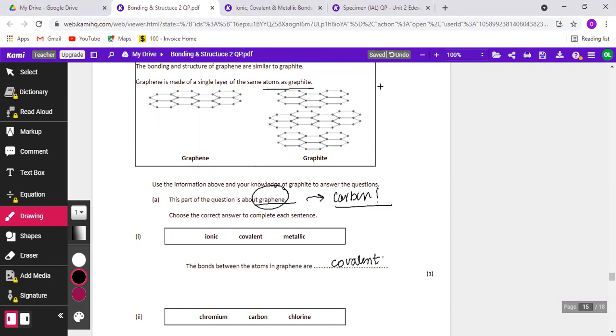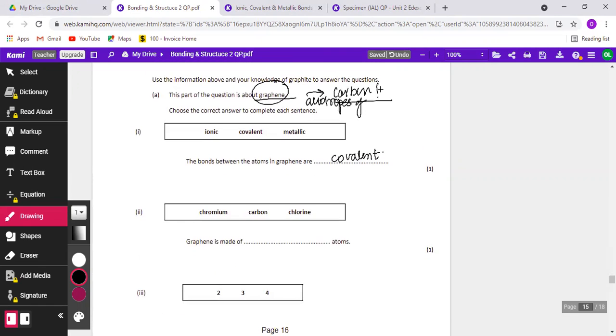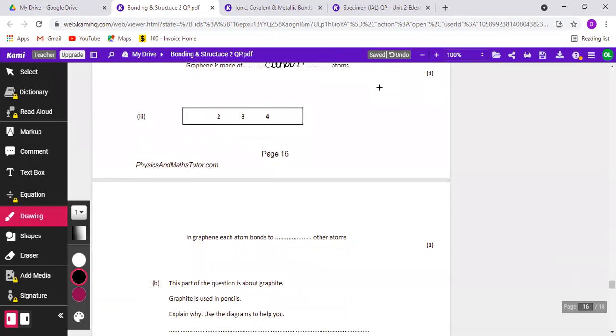Okay, these are allotropes of carbon. Graphene is made up of dash atoms. As I told you, it's an allotrope of carbon, so that means carbon atoms. Yes, good. In graphene, each atom bonds to dash other atoms.